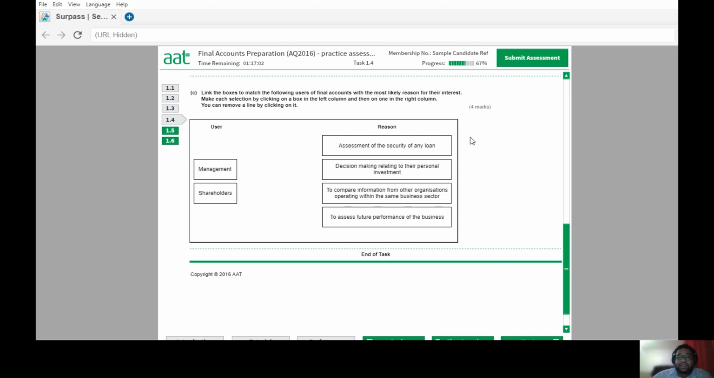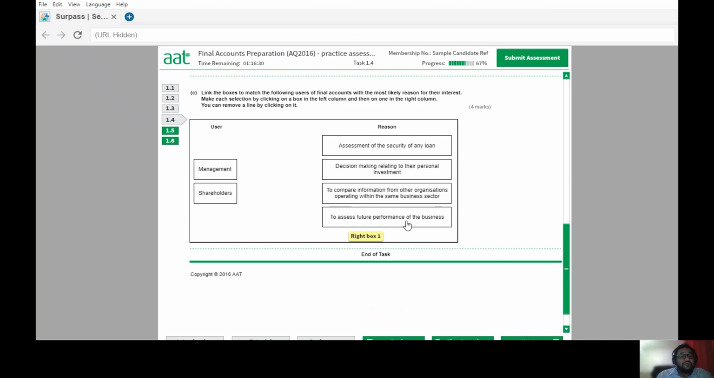So here, the third one for 4 marks, part C, link the boxes to match the following uses of the financial accounts with the most likely reason for their interest. So this most likely reason is what? For management, out of all these answers, I possibly say assessment of security of any loan. No, I don't think that's going to be any loan. Decision making relating to their personal investment. Management don't worry about their personal investment. To compare the information from other organizations operating within the same business sector. That makes more sense to me, but let's keep it that way.